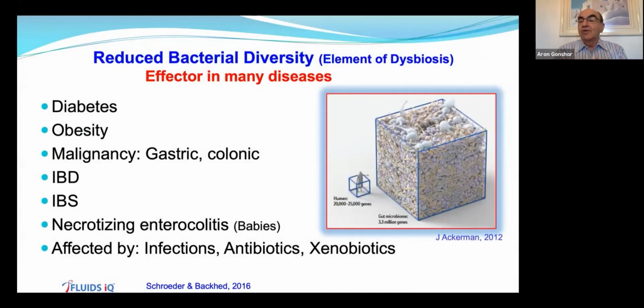And so one of the things that I mentioned to you earlier is that if you have reduced bacterial diversity, that is a major element in dysbiotic behavior. And it is going to lead to all of these issues that you see here on the left, from diabetes to obesity, various malignancies, IBD and IBS, and of course, something you see in children and babies, which is necrotizing enterocolitis, etc.